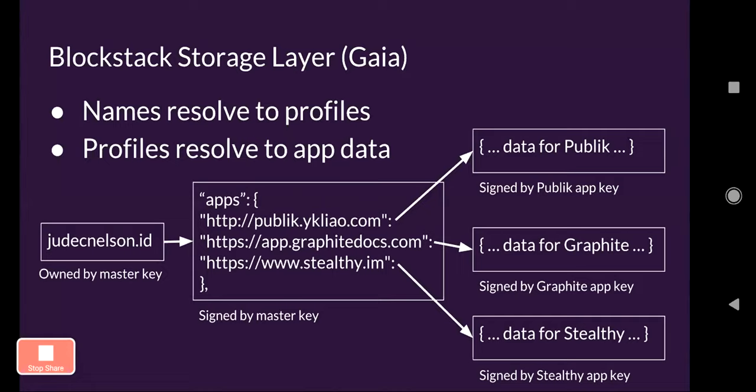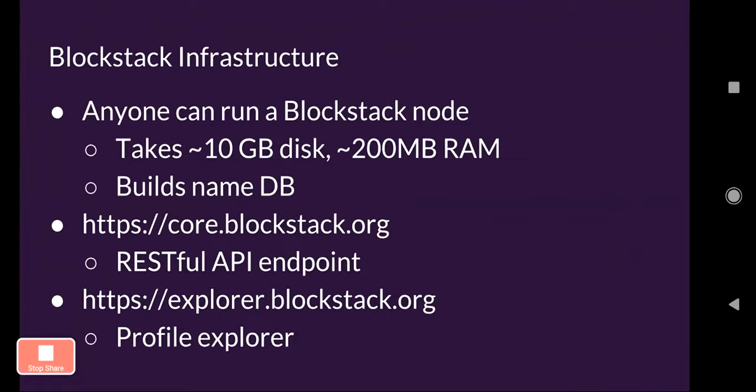Each of these applications, like public.yklayout.com or app.graphitedocs.com, these each point to the data for these specific applications. And each of these applications has its own key. And they're stored separately in separate virtual buckets so that they don't accidentally trample on one another.